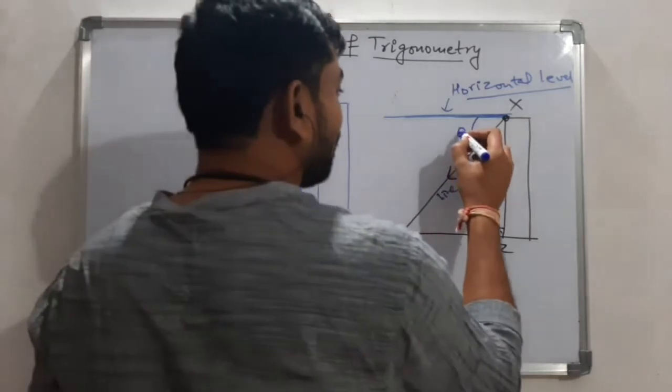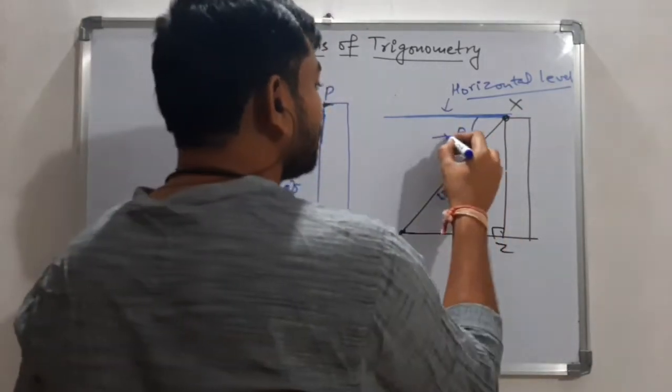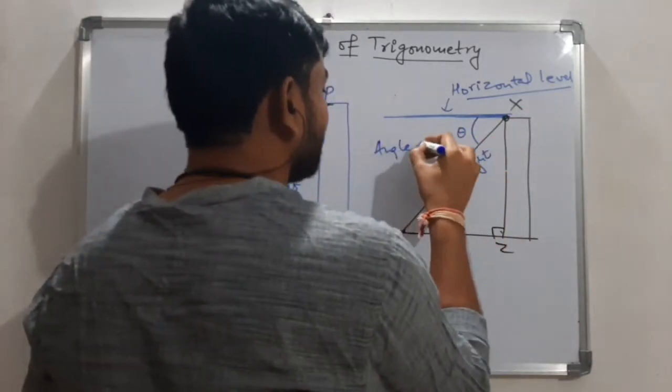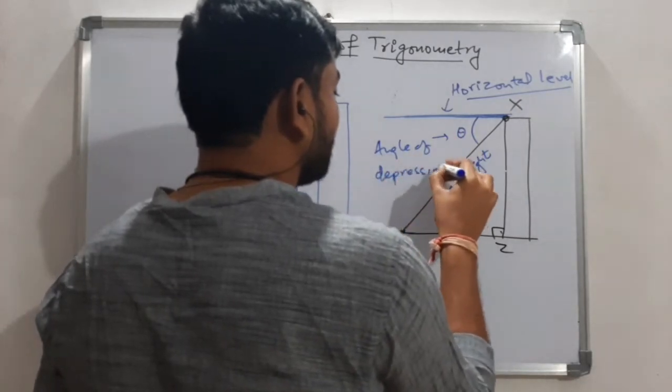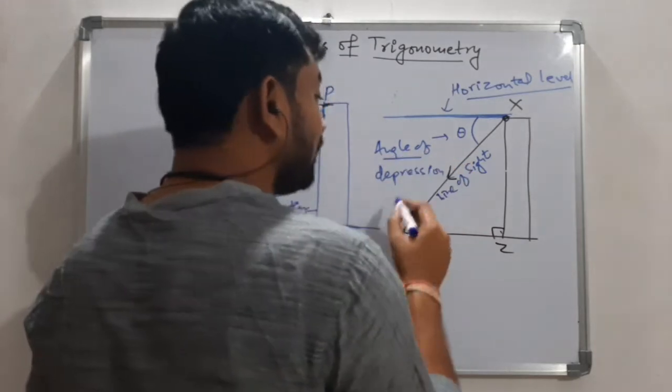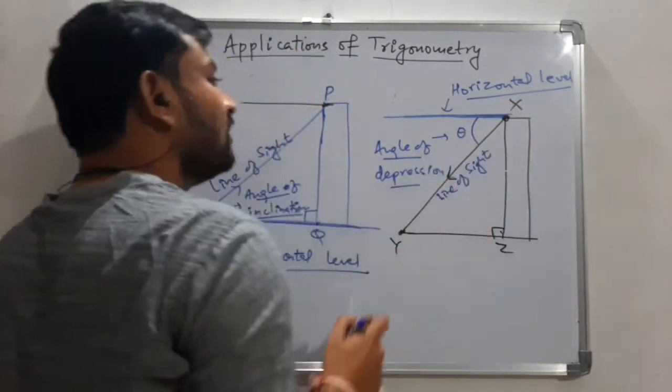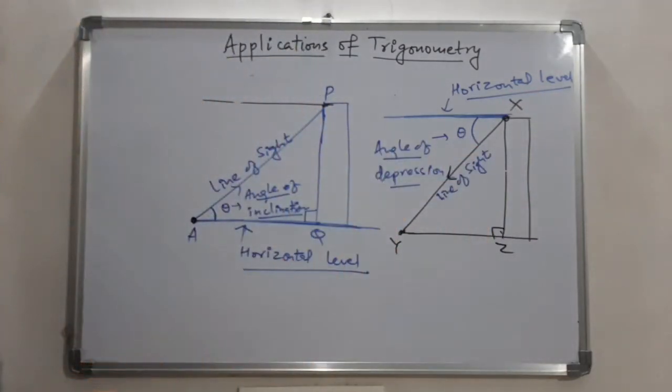And here we are observing it from the top, so this is called angle of depression. This is called angle of depression. Here we are observing from the top point, so there is a depression from top point to the ground, so this angle is known as angle of depression.